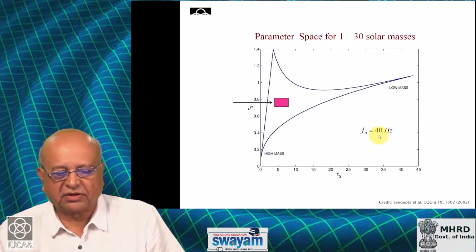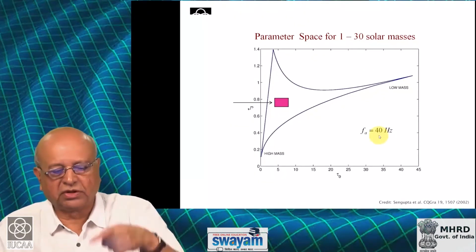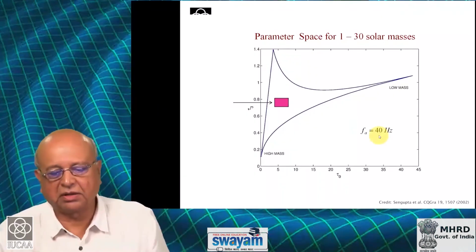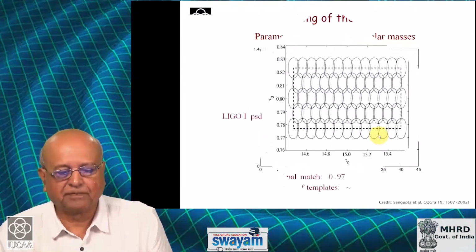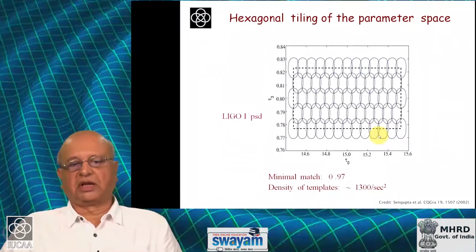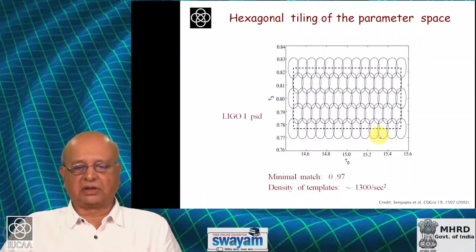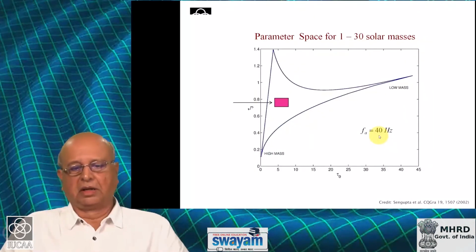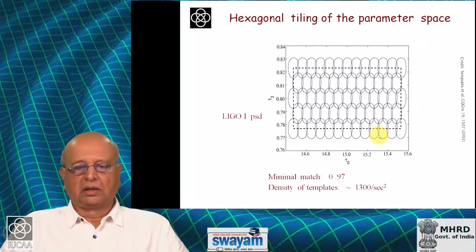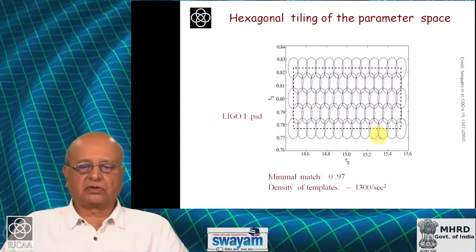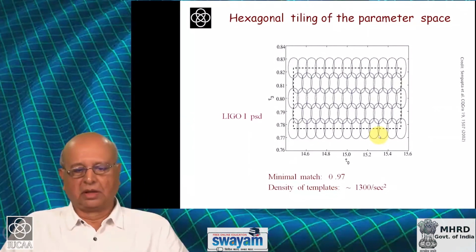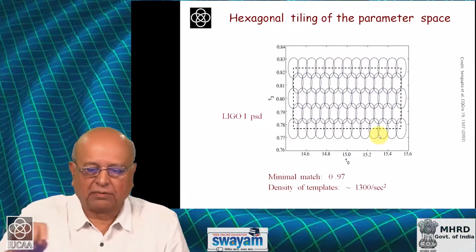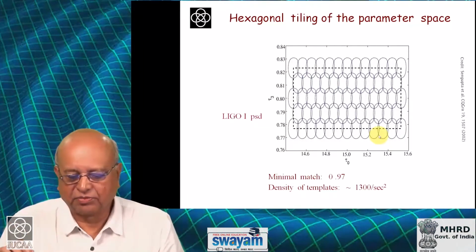So, the parameter space: you take a small piece. How do these templates look? How do we arrange these templates? Here is a picture which shows this. This is called the hexagonal tiling of the parameter space. The block which was here, this rectangle, has been blown up, and the templates are placed at the centers of these ellipses. There is tau naught and tau 3, and you cover the parameter space by these ellipses.